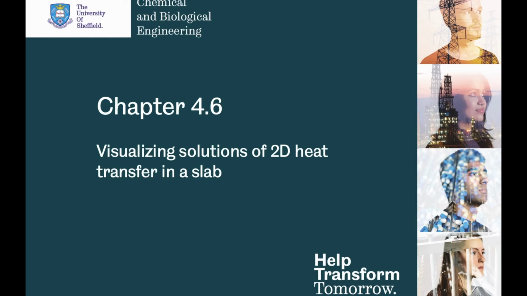In Chapter 4.6, we're going to make sense of the mathematical solution of the 2D heat transfer equation by visualizing the solutions. We'll have a look at slices through the slab so that we can vary one parameter whilst holding the other constant. Then we'll have a look at heat maps as a way to visualize how both parameters affect the temperature profile in the slab.